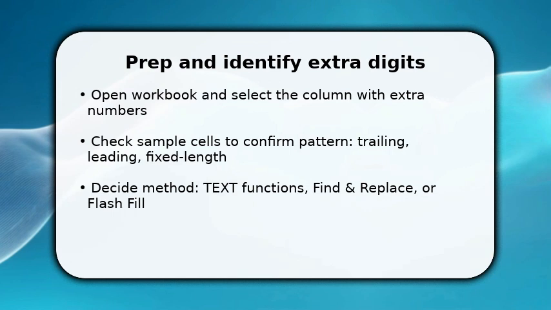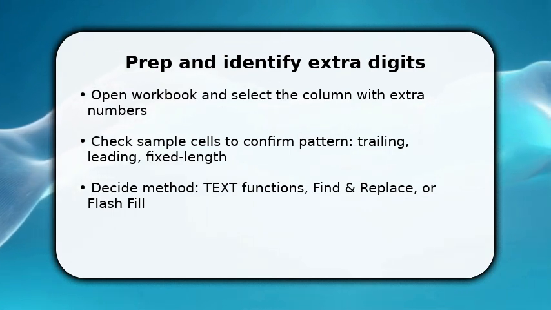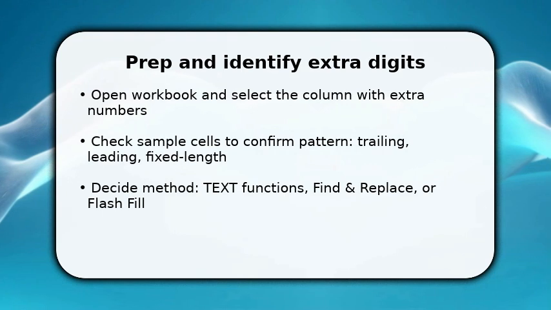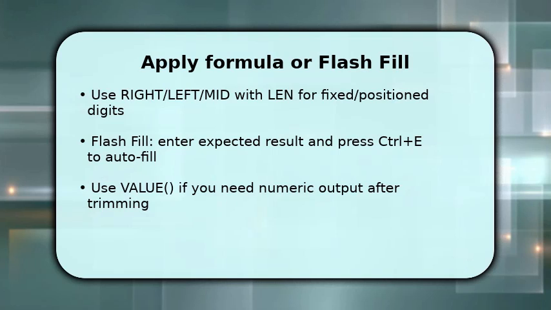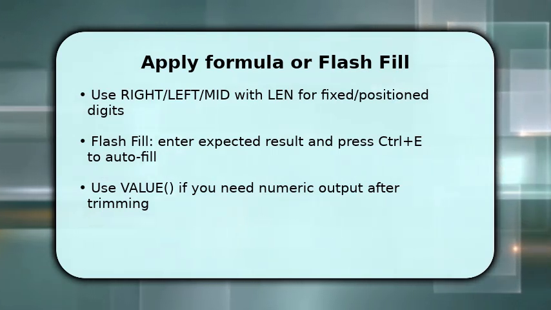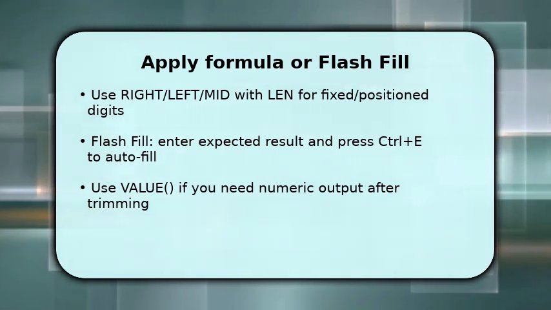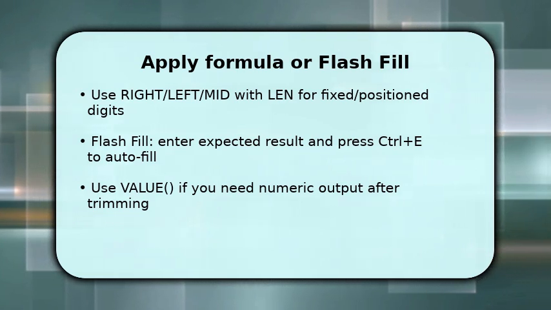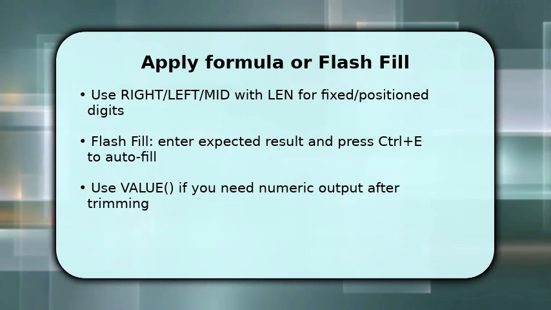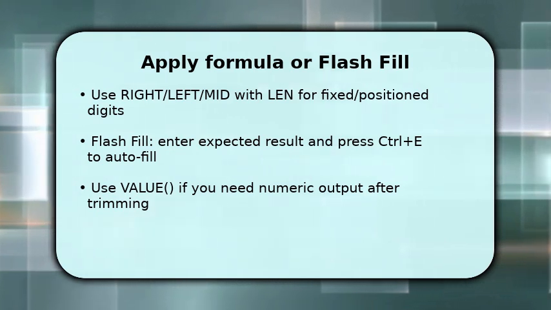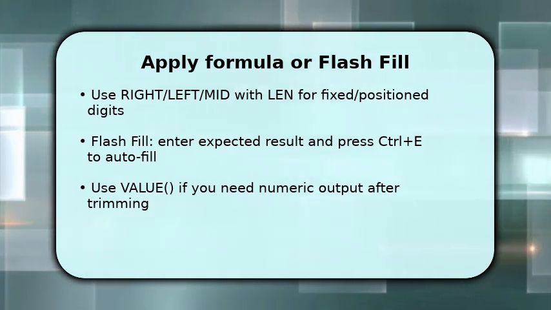You'll now begin the first actionable step. Create a helper column and prepare to enter a single formula to strip the unwanted digits. You'll now apply the core transformation. If the extra number is at a fixed position, use LEFT, RIGHT, or MID combined with LEN to extract the correct portion. For example, =LEFT(A2, LEN(A2)-1) removes one trailing digit.